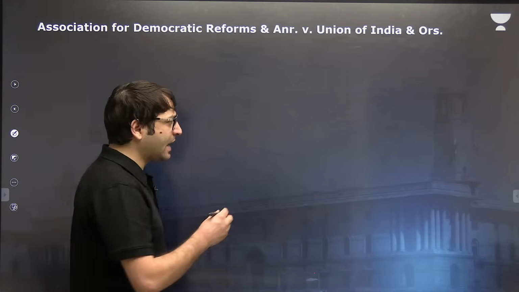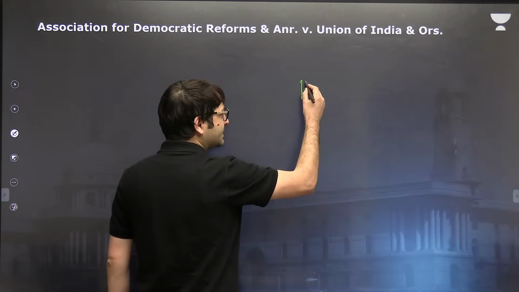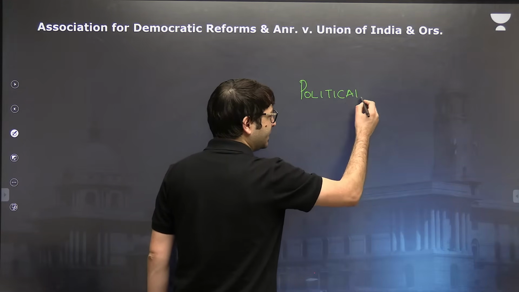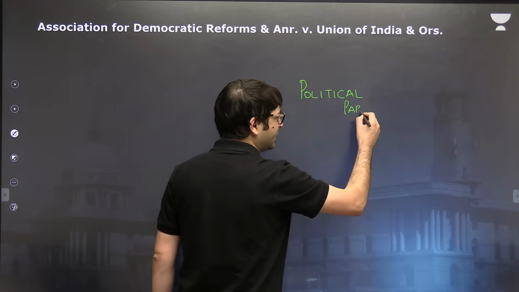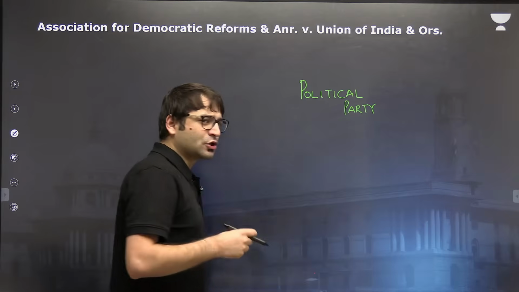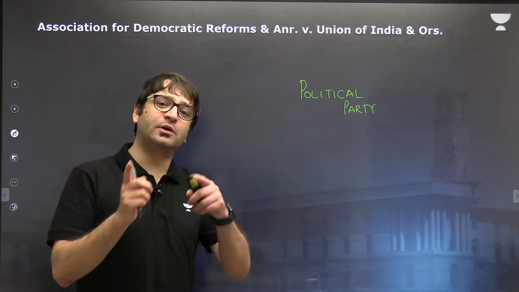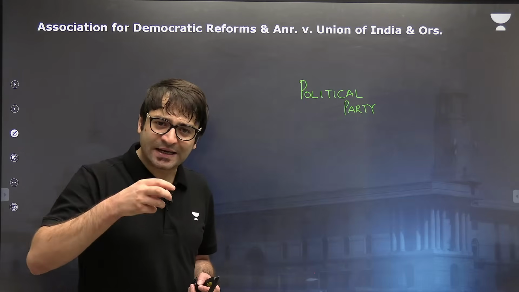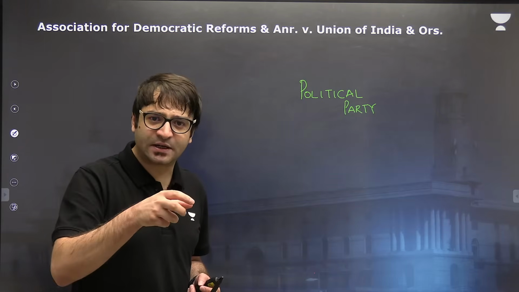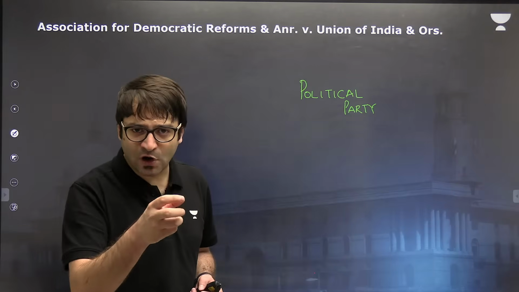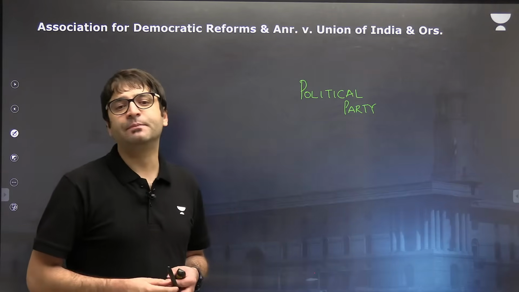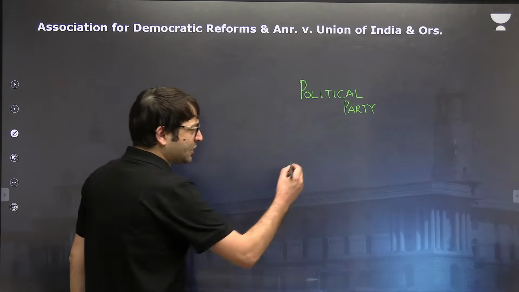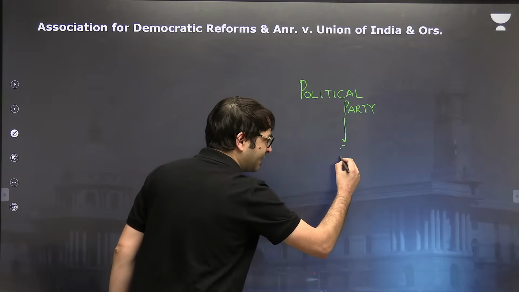Let's get started and look at, first up, what is a political party? A political party is a group of individuals whose primary objective is to capture political power. A group of individuals who contest elections and, through democratic, legitimate means, form the government and capture political power. Such an entity is a political party. And this political party needs funds.